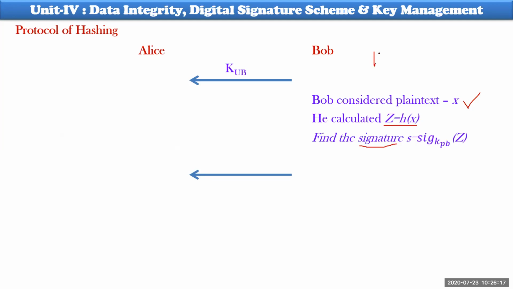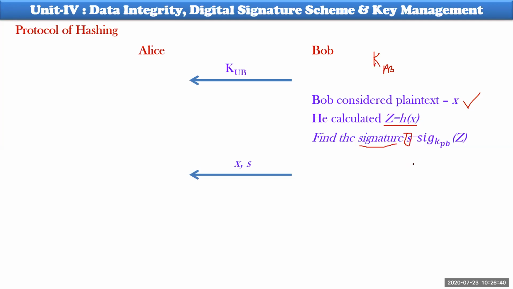That is K of PB. P in the sense private key, U in the sense public key. Okay, so the private key can be operated on the hash value. Then he must get some output, that is S, here. Now Bob communicates this X and S to Alice.